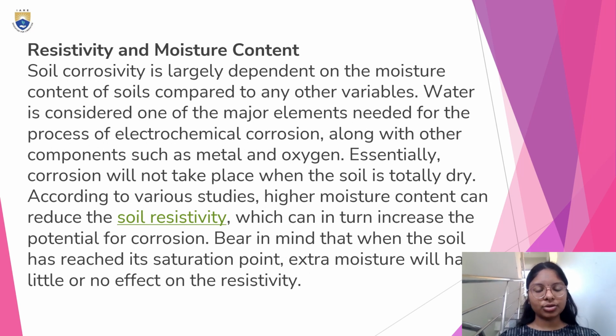Now, let's come into resistivity and moisture content. Soil corrosivity is largely dependent on the moisture content of soils compared to any other variables. Water is considered one of the major elements needed for the process of electrochemical corrosion, along with other components such as metal and oxygen. Essentially, corrosion will not take place when the soil is totally dry.